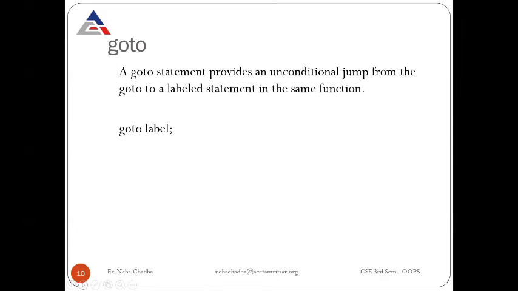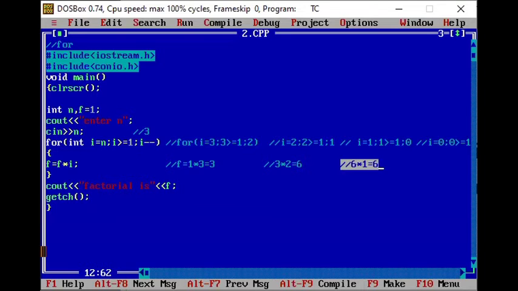Then goto. The goto statement provides an unconditional jump from the goto to a labeled statement in the same function. The syntax is goto label. Let's find out with an example what all this means. It will be clear with the example.